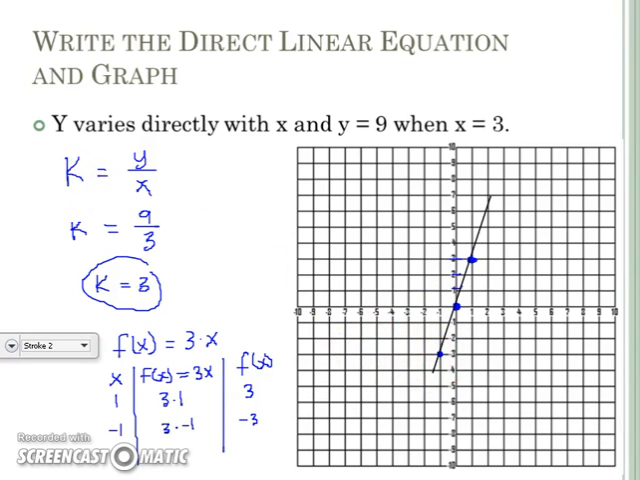So you can set it up where you know that the slope is 3, and if it goes through the origin, you can use that slope, rise over run, to get to the next point, and then this way too, down and left is still a positive. Or you can set up your table, choose values for x, calculate into the function, and get your output values for y and graph those ordered pairs.